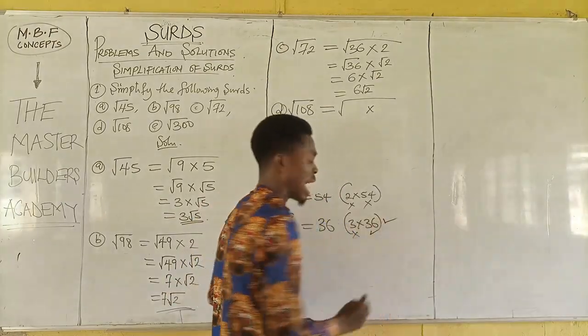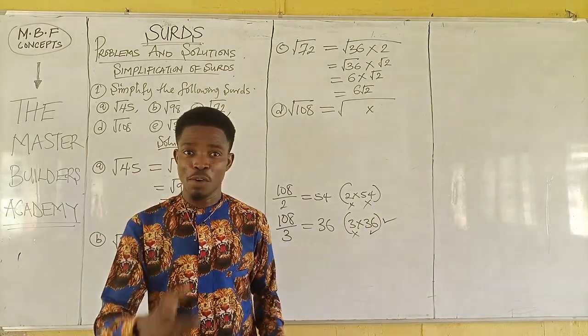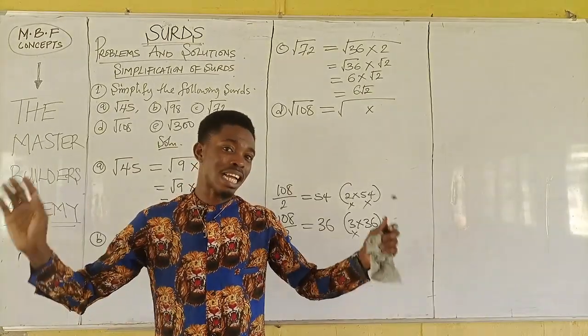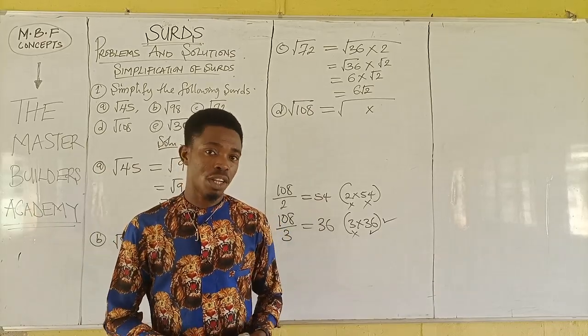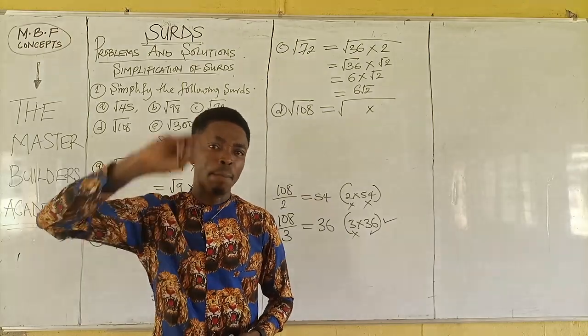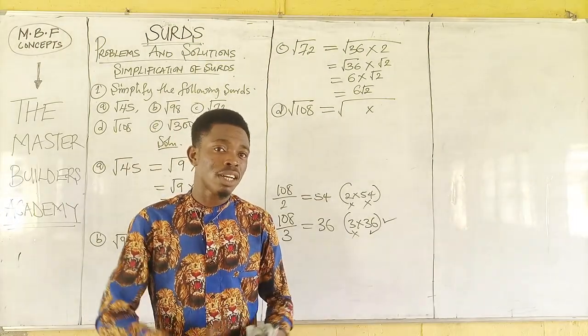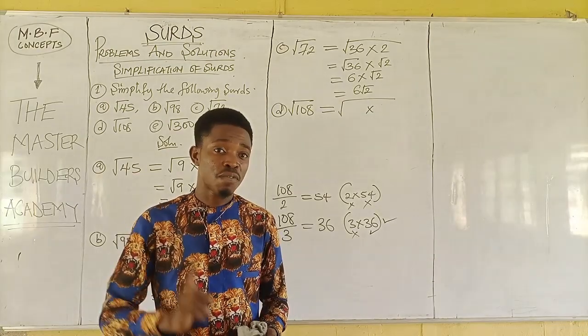Then we go with this, guys. Hope you understand the concept of what we are doing here. It's very simple. All you need to do is understand rules and regulations. The 2 factors, one must be a perfect square. Alright? So you start dividing with 2, 3, 4, 5.